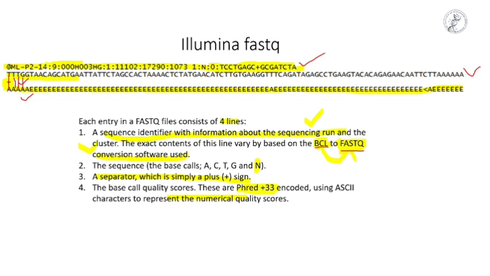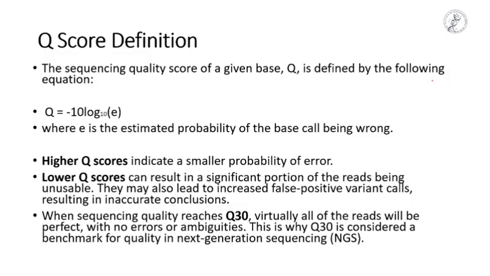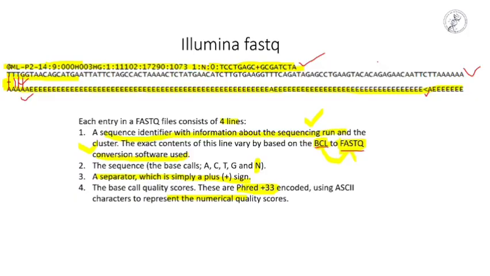ASCII characters. What are ASCII characters? You can see different characters, a less than symbol here. So what does this denote? You can see, this score is called Q score. This quality score is called Q score.